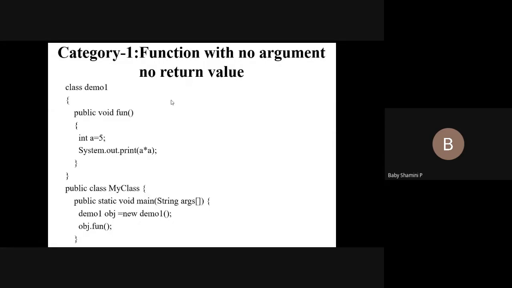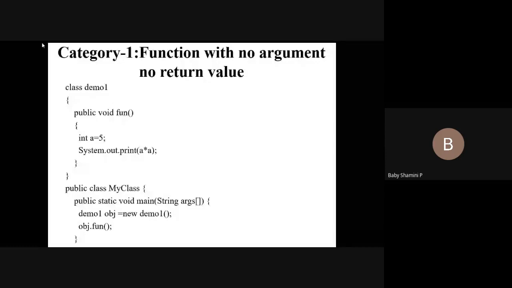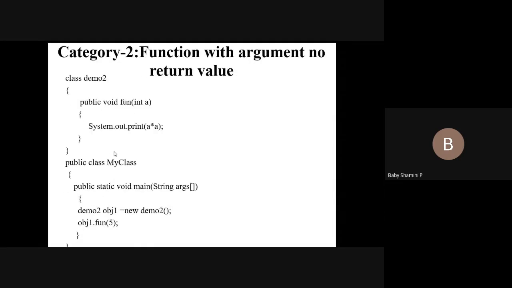So this is the first category. It does not return any value to the main method. It displays the output in the class itself, and the output is 25. So next category is function with argument and no return value.